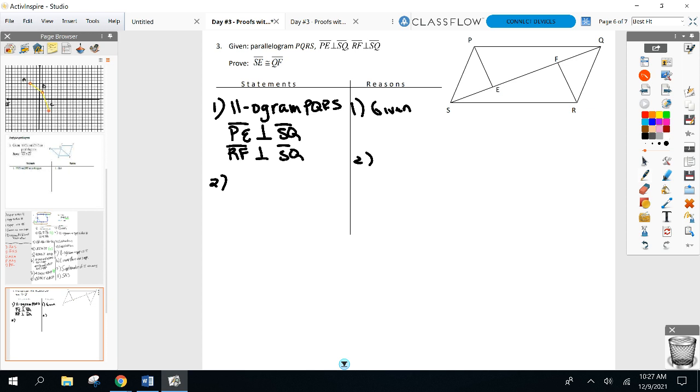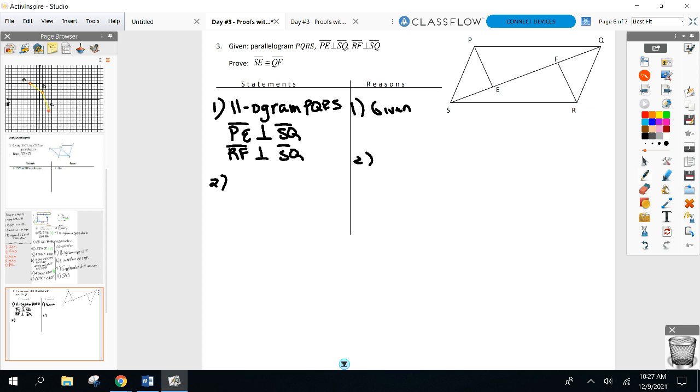So this one, the whole thing is a parallelogram. I'd like to first look at the proof statement. How are we going to get SE congruent to QF? I say this all the time. You're not getting the segments congruent unless you get what congruent first?